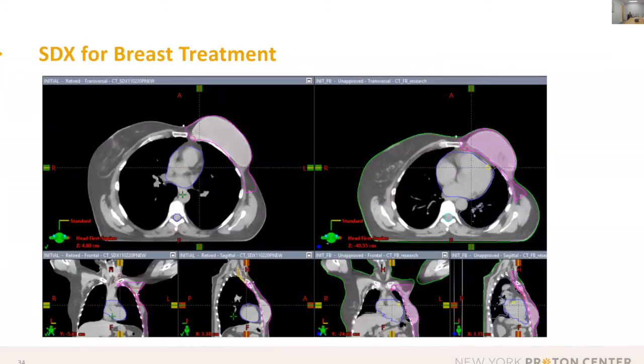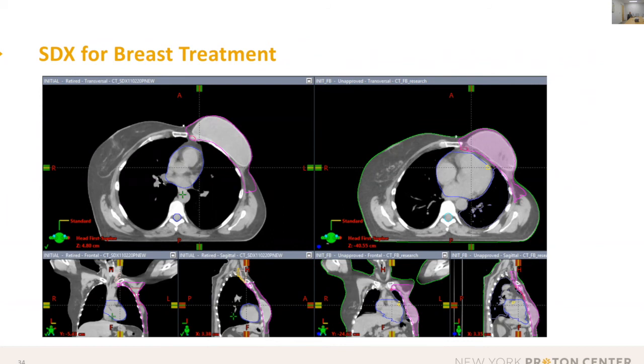So I'll come to the breast treatment with SDX. Our first patient actually is a breast treatment. The patient ended up having a very unique kind of geometry, similar to the case I show here. On the right side is free breathing, and you can see the patient's heart actually is next to the chest wall.